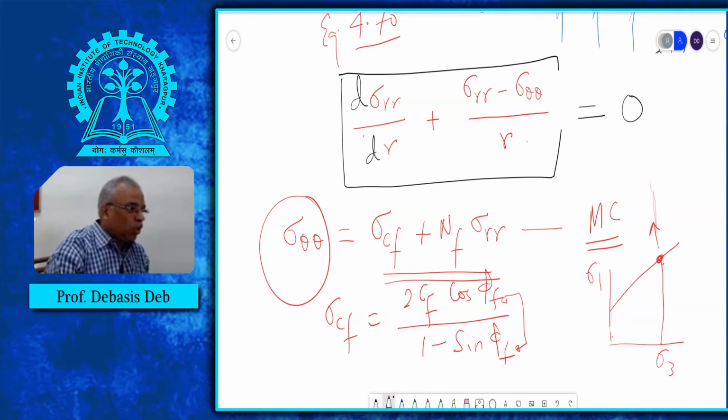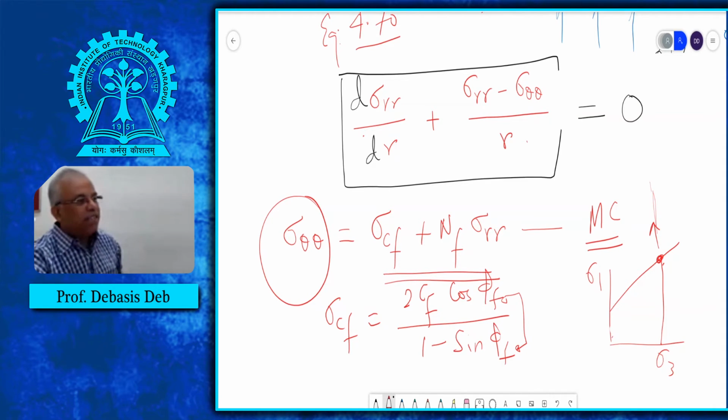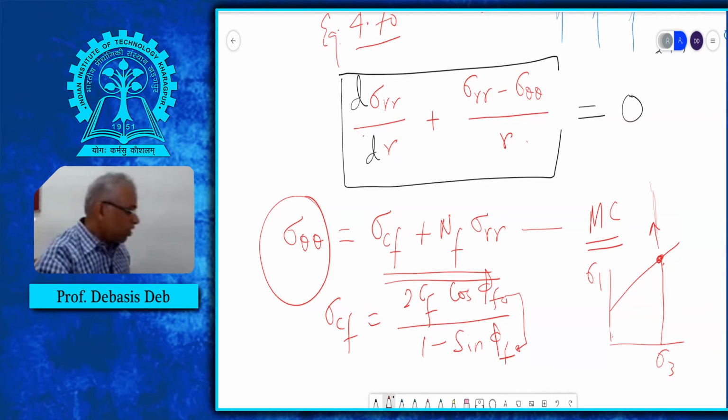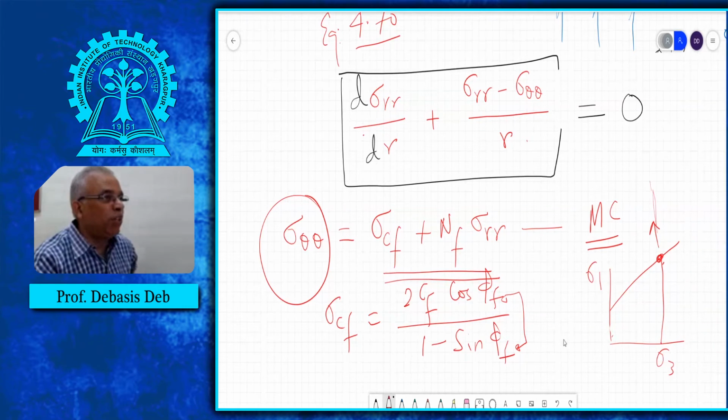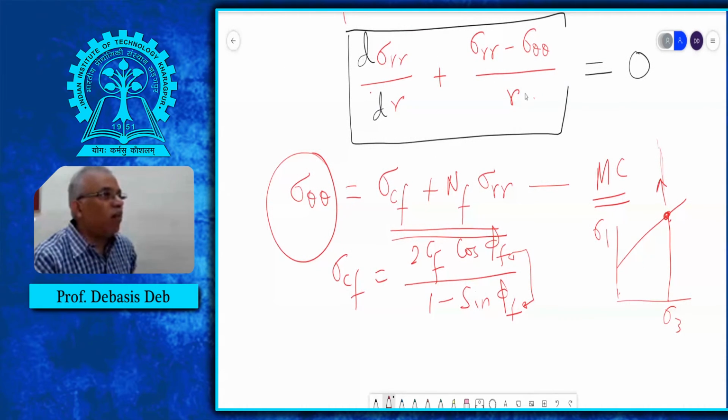So where CF is the cohesion, phi F is the angle of internal friction of the fractured rock. That is what we are talking about. So these are basically material properties that need to be known. Now I work with this equation. I will now put sigma theta theta here.